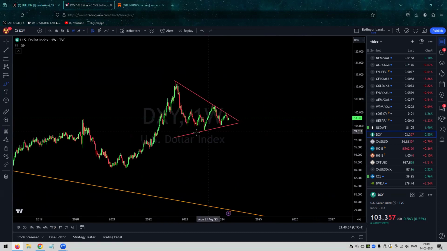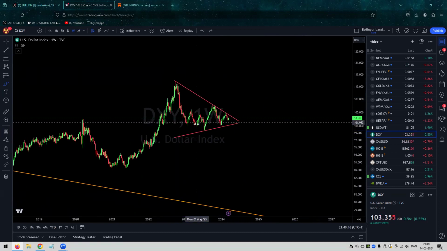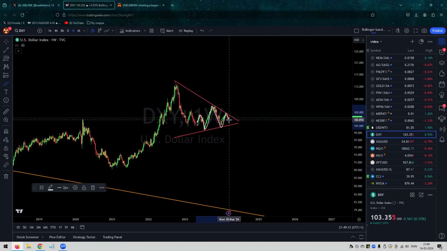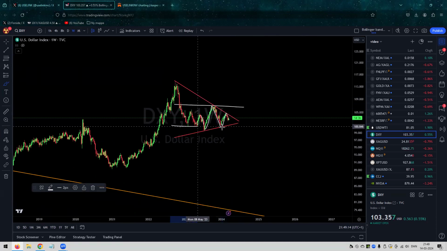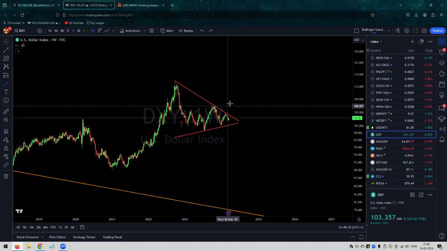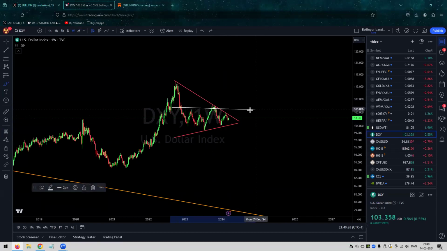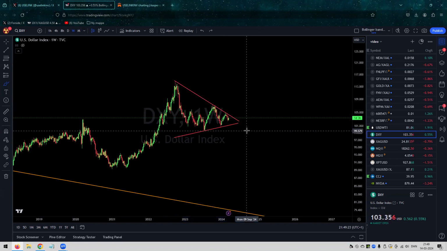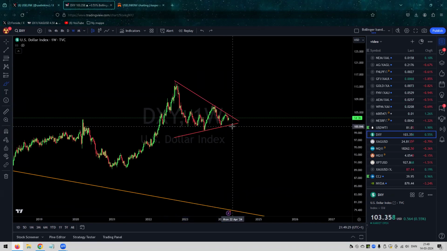Also, if we break to the downside, we have the lower trend line here. Some people say that that is an inverted head and shoulders. Yes, but again, we are still within a range. So I'm not saying that it doesn't have any value, but usually if it's within a range, I wouldn't put that much detail into it. Again, that's just my personal opinion.